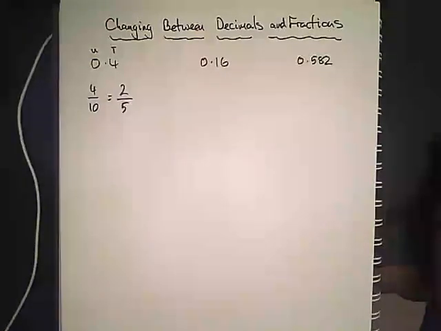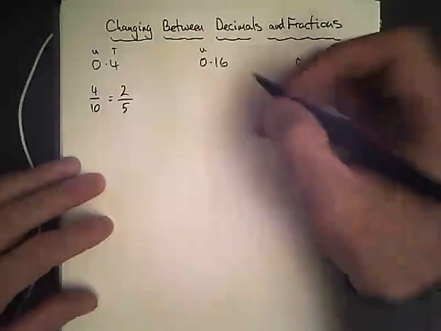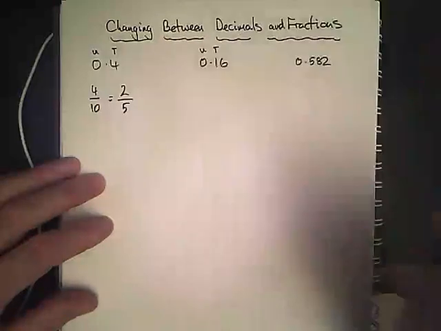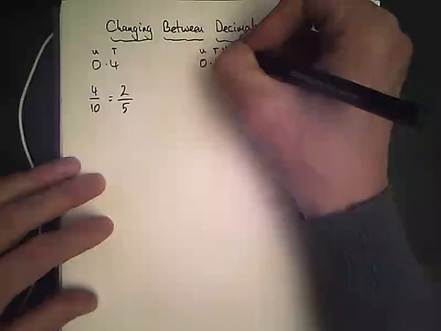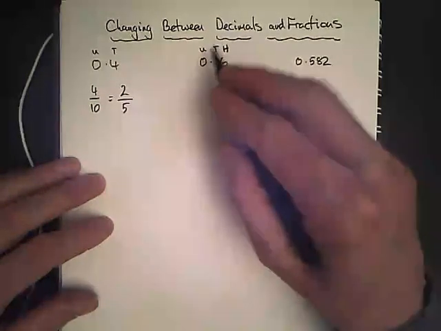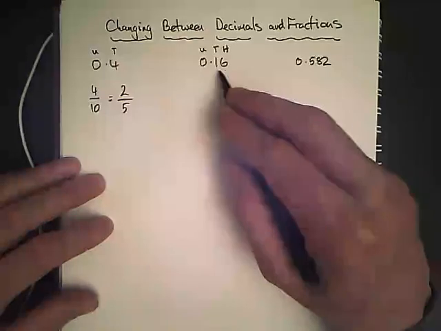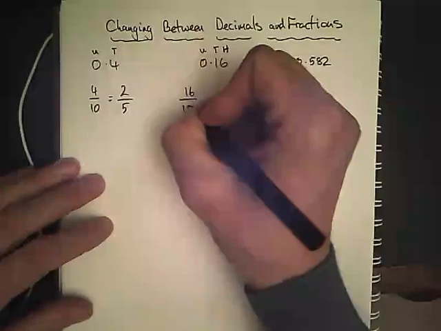Right, second one, 0.16. We've got our units again. There's no units. Then we've got our tenths. Remember, that's 1/10. And then the next column is our hundredths. So actually, if I ignore the tenths now, I'm looking at 16 hundredths. So I can write that as 16/100.